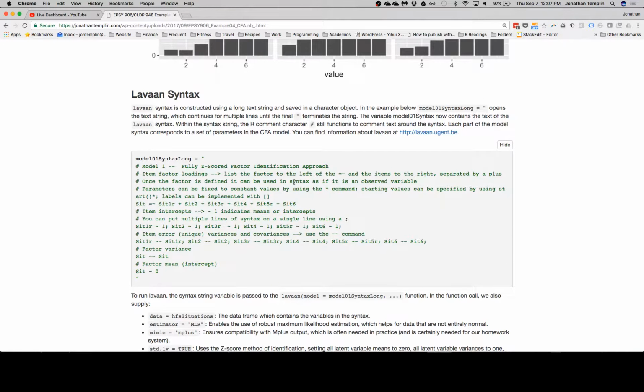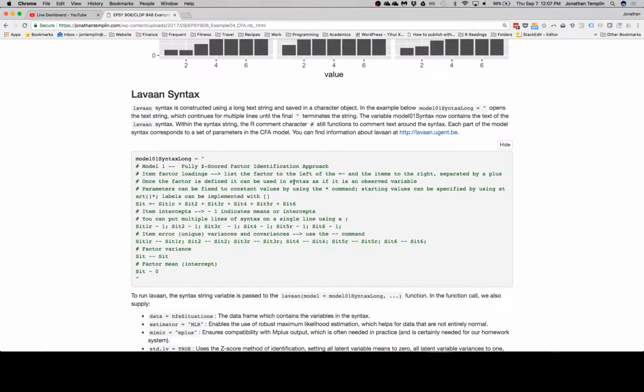And sit, everything that shows up on the right-hand side has to be separated by plus signs. Those are all the observed variables that you think measure that factor, right? So factor is on the left of the equal tilde, and on the right are the observed.